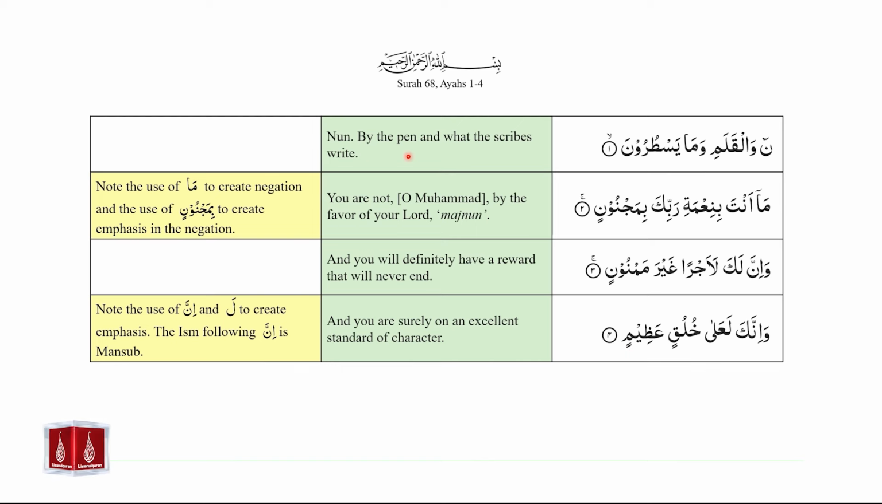Noon, by the pen and what the scribes write. You are not, O Muhammad, peace be upon him, by the favor of your Lord, Majnoon. In this ayah, please note the use of ma to create negation, and then furthermore the use of ba harf jar to create emphasis in the negation.